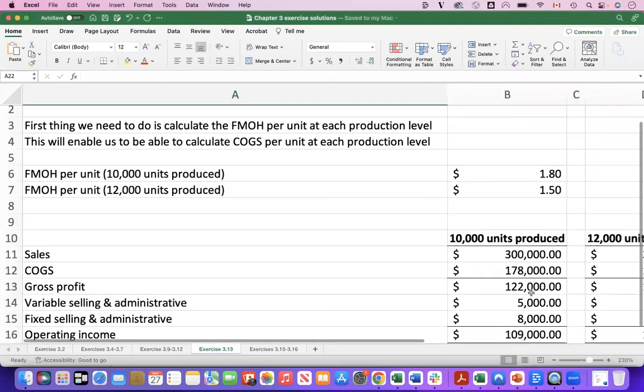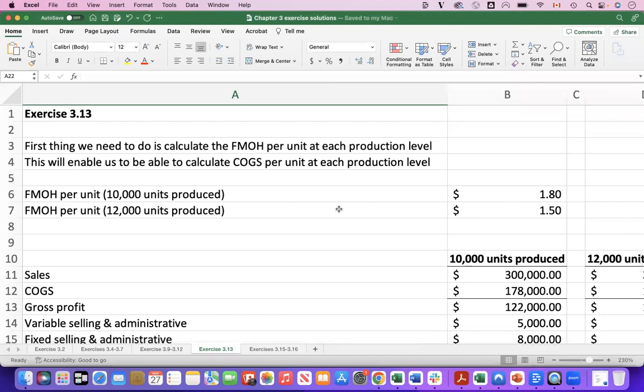We'll get into the weeds of it here in a minute. The first thing we have to do, though, is calculate the fixed manufacturing overhead. And you're going to have two separate fixed manufacturing overhead amounts at each production level because you're obviously producing a different amount. You're incurring the same fixed manufacturing overhead, but you're producing at two different levels in this scenario. So at a production level of 10,000 units, we get a fixed manufacturing overhead per unit of approximately $1.80. Obviously, that number is going to go down on a per unit basis if we produce more. In this case, if we produce 12,000 units, we get a fixed manufacturing overhead of $1.50 per unit.